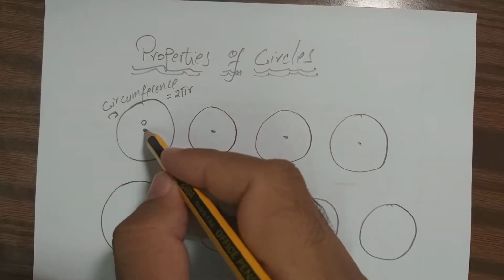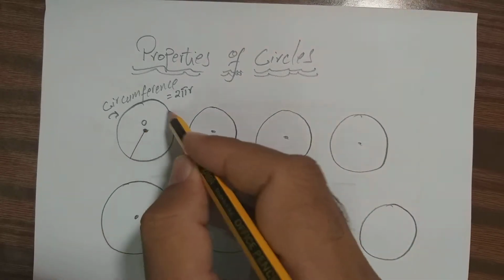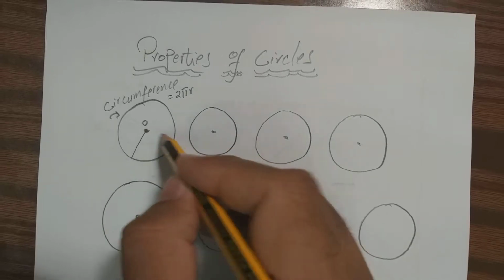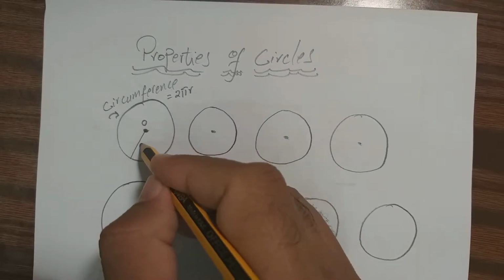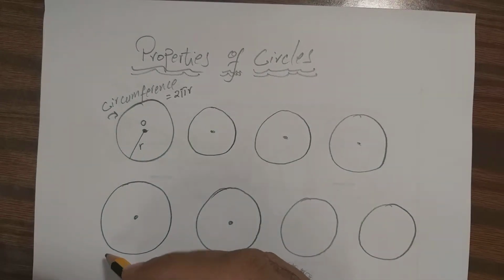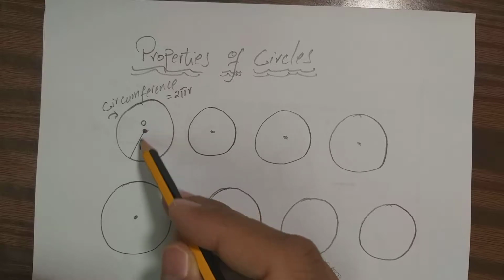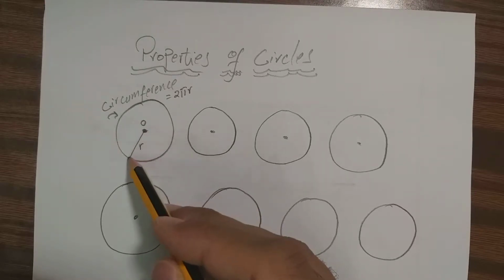We know that from the center to the circle, any side is called the radius. The distance from the center of the circle to the circumference is called the radius.